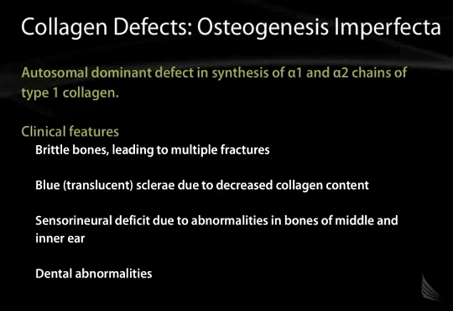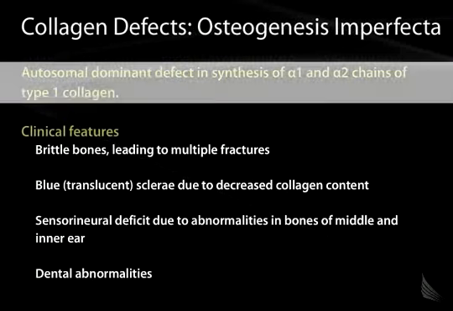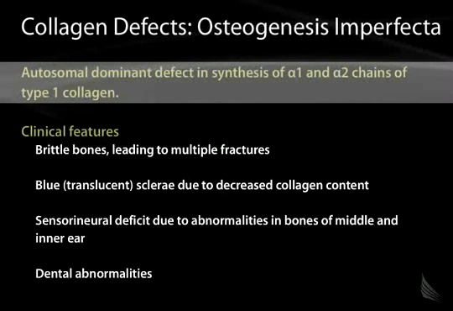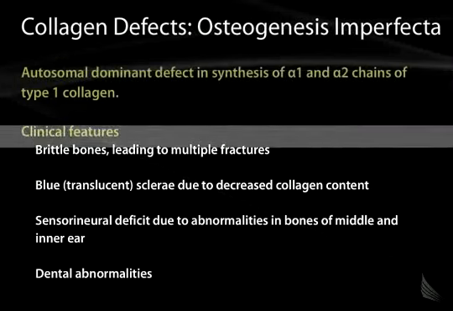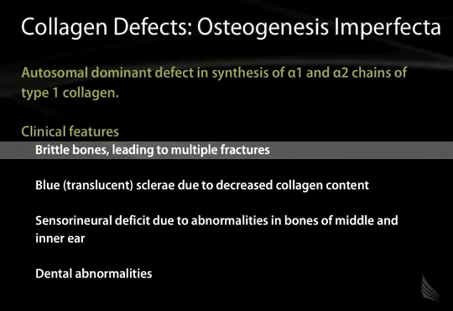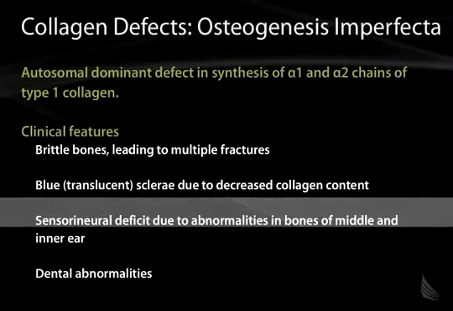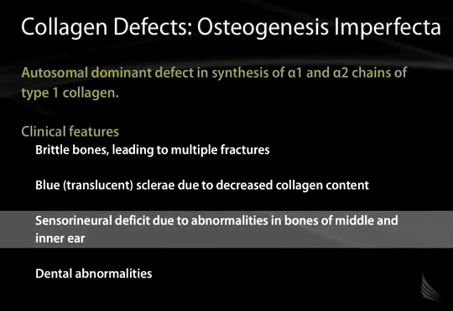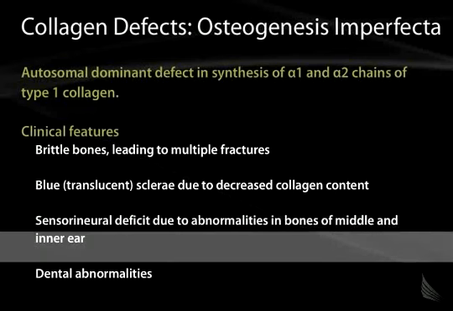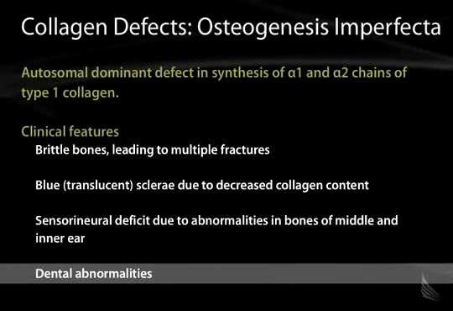Now, another collagen defect is osteogenesis imperfecta. And this is a particular autosomal dominant defect in the synthesis of type 1 collagen. The clinical features of this, while heterogeneous, are usually some combination of brittle bones leading to multiple fractures, blue sclera because of decreased collagen content of the sclera, and so they become translucent. They can have a sensorineural hearing defect due to abnormalities in the bones of the middle ear, and also dental abnormalities caused by abnormal formation of teeth.